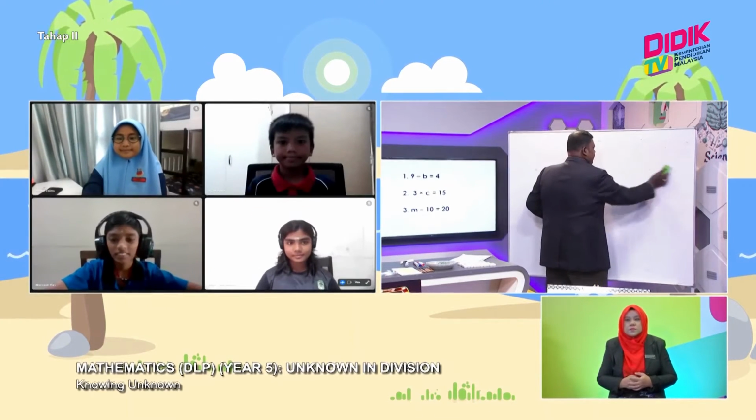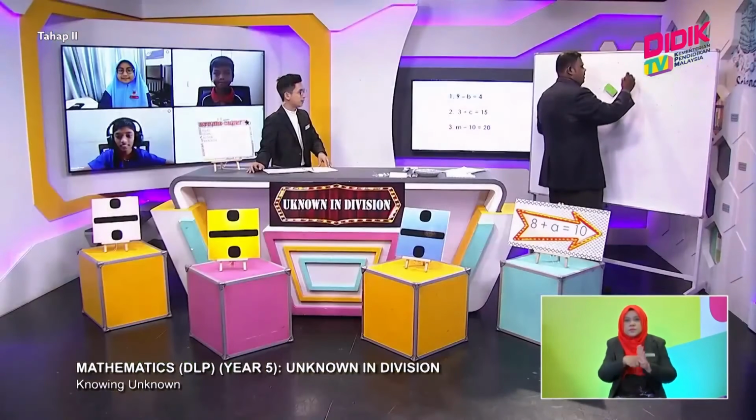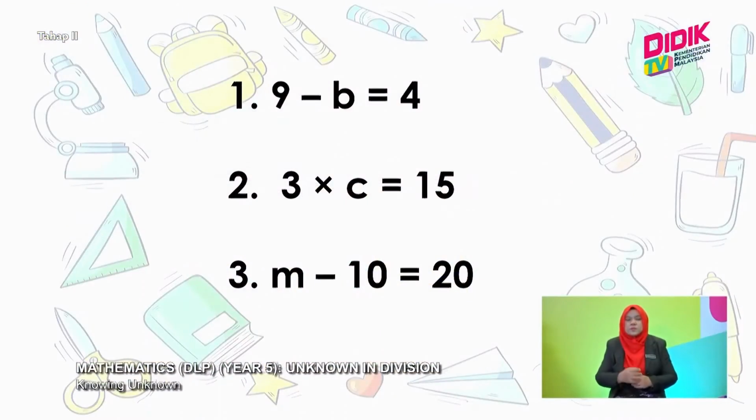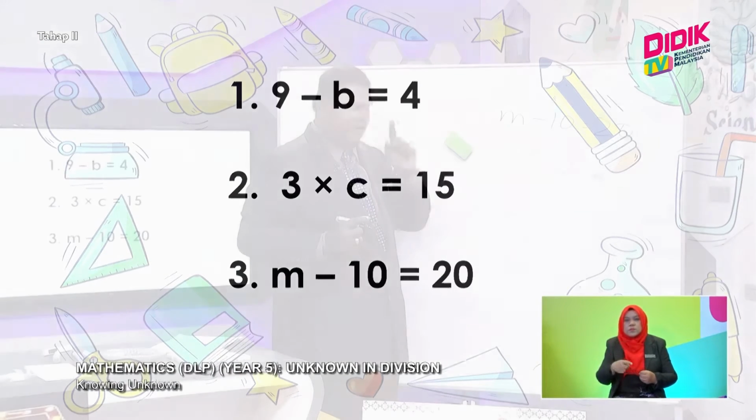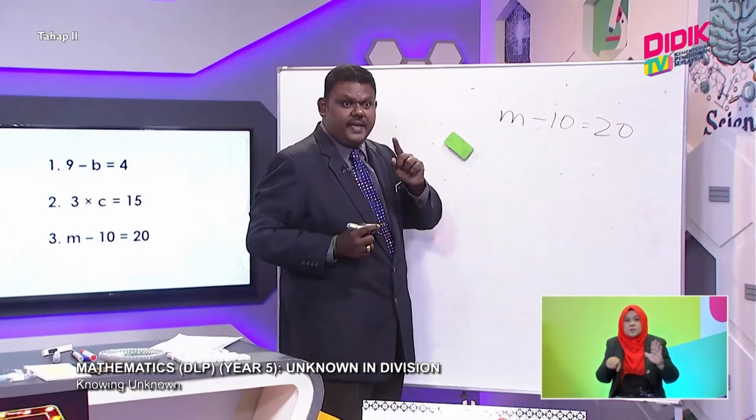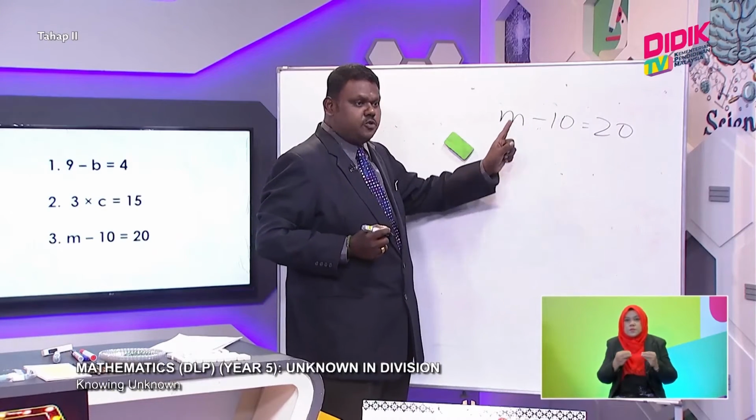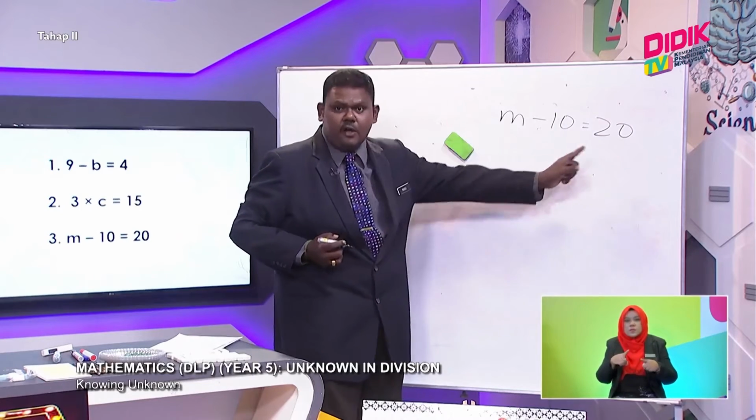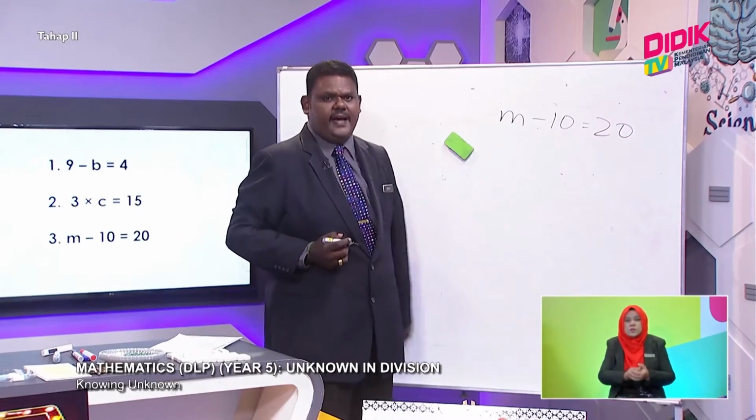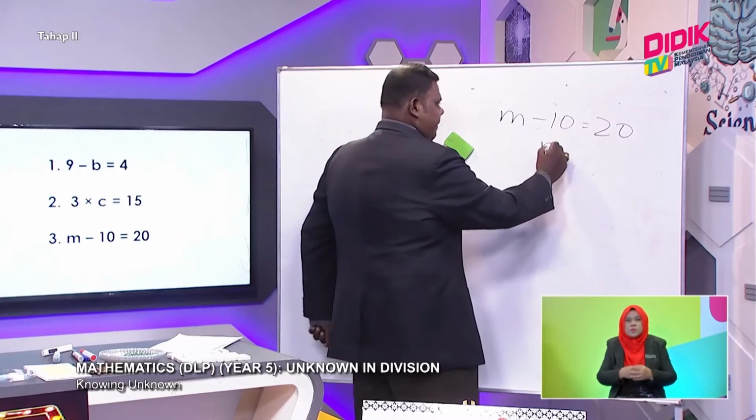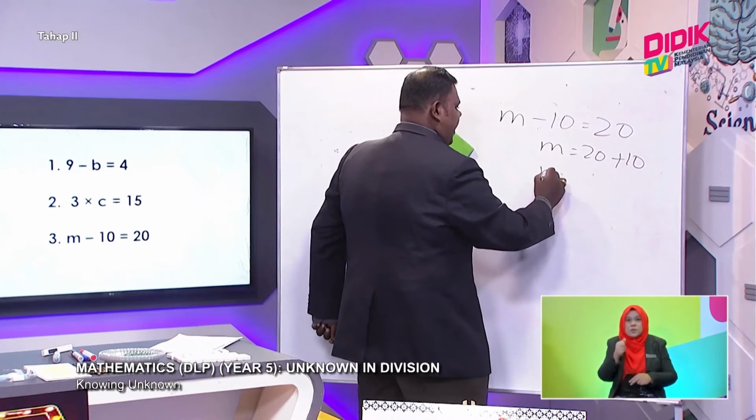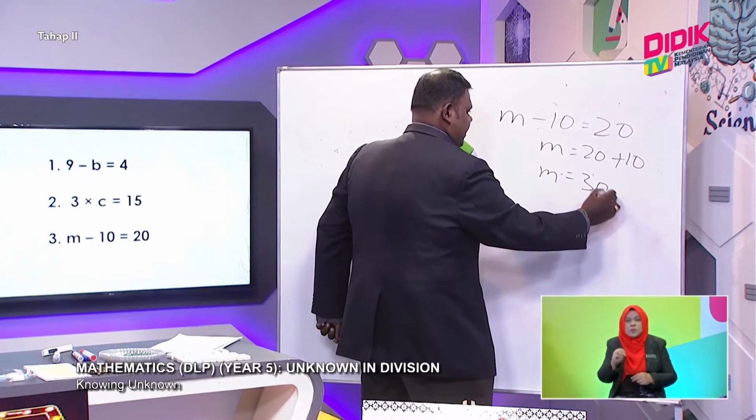So question number 3 is M minus 10 equals 20. Okay, as I said just now, for subtraction, the biggest number is the first number. So if you want to find the first number, you have to add all the numbers including the answer. So to find M, you have to take 20 plus 10. So M is equivalent to 30.